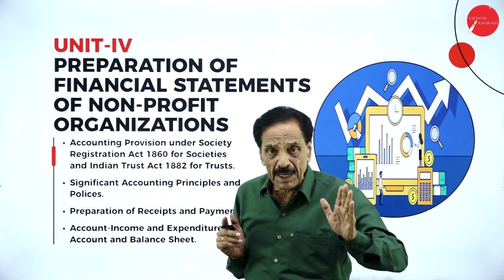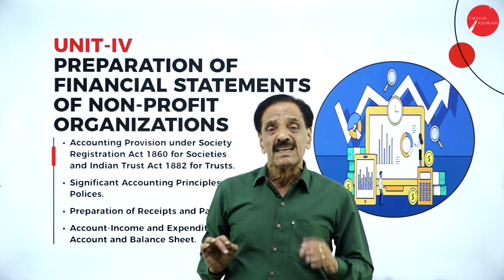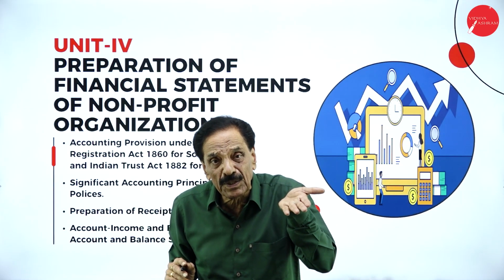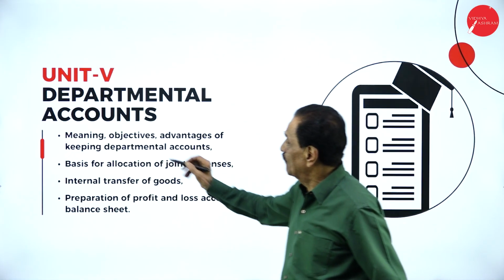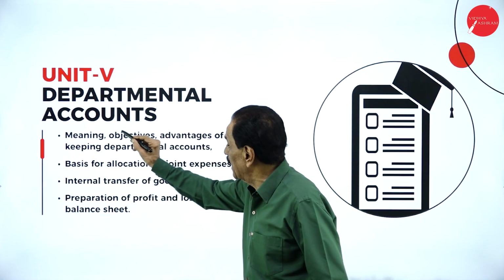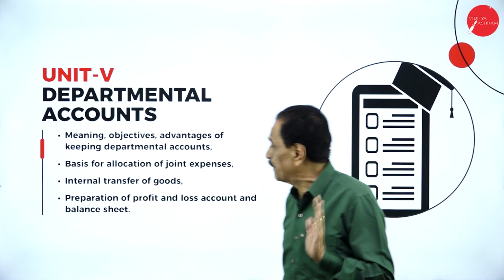So here we prepare receipts and payments account of non-trading concern. Then we prepare income and expenditure account. Then we prepare the balance sheet. Then unit 5, departmental accounts. Here each departmental account we are going to prepare.